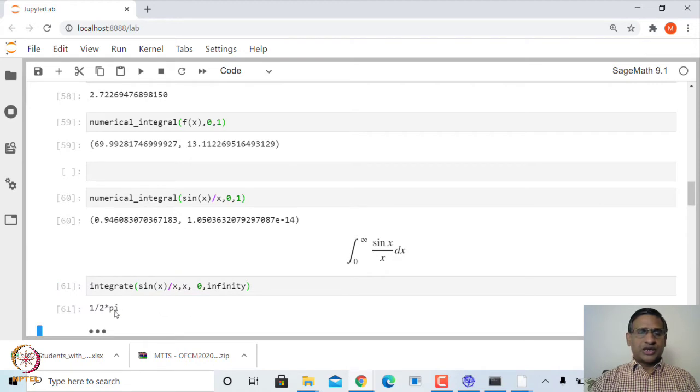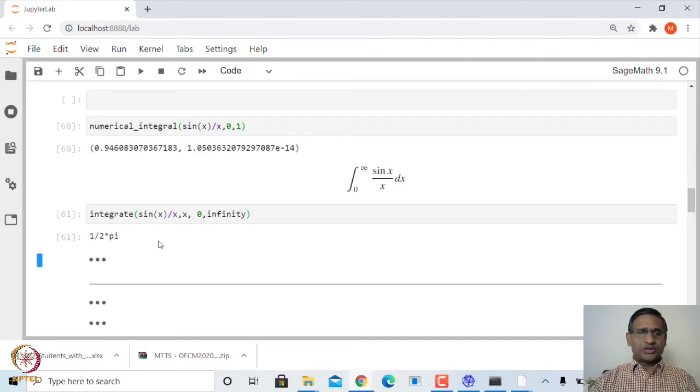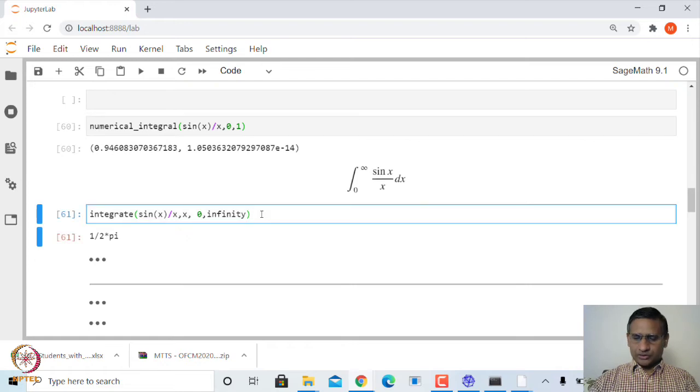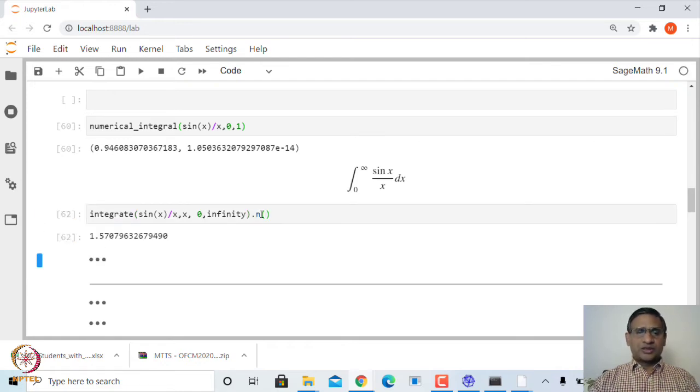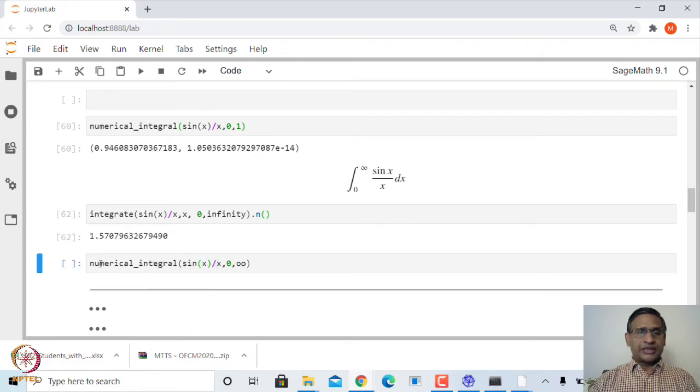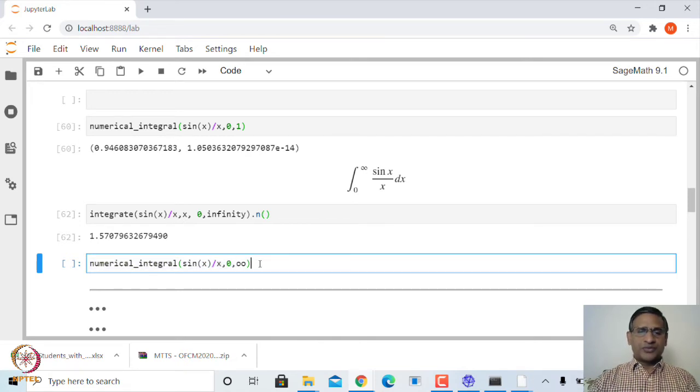So, this is half into pi by 2. If you look at the numerical value of pi by 2, this gives you 1.5707, right. Whereas, if you try to find the numerical integral using the same function between 0 to infinity.